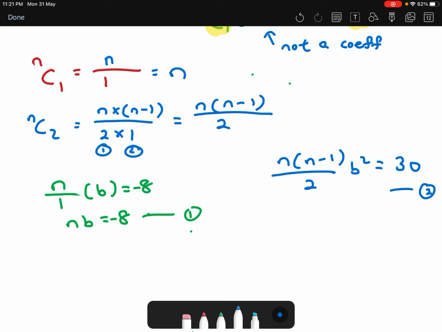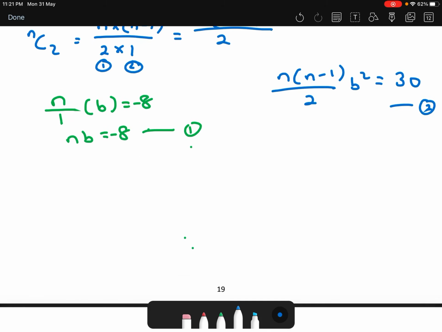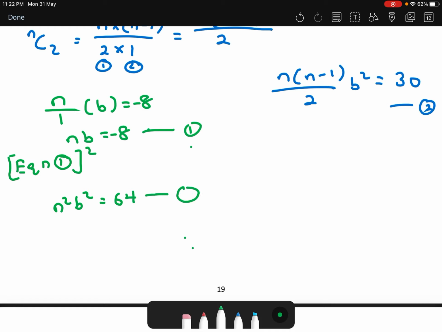First of all, I want to get rid of my b term. So for my equation 1, I square my equation 1. So n square b square equal to negative 8 bracket square, which is 64. Let's put this as equation number 3. For your equation number 2, process it even further: times 2, it equals 60. Now we have a very clean term right here.